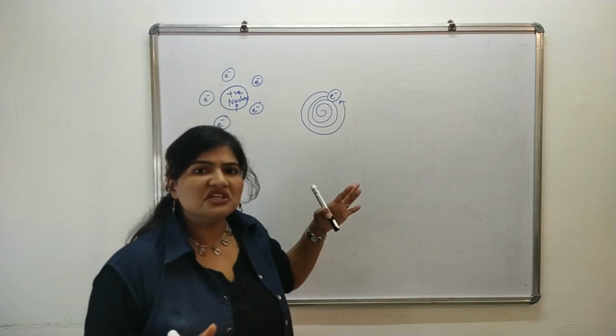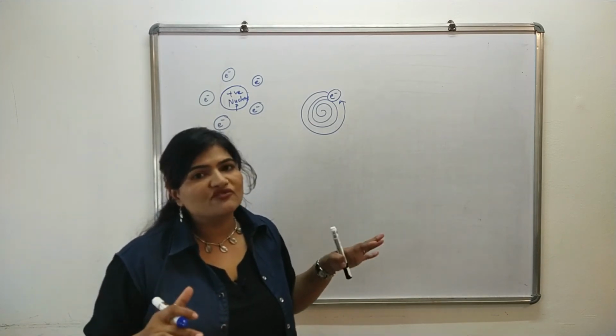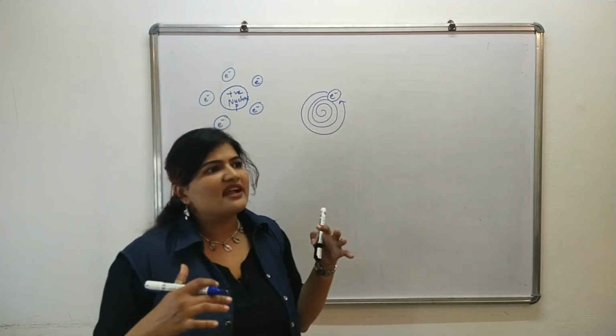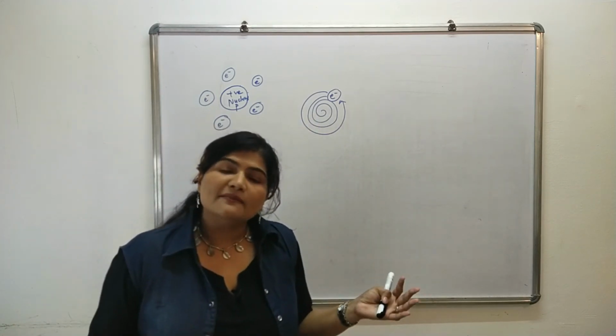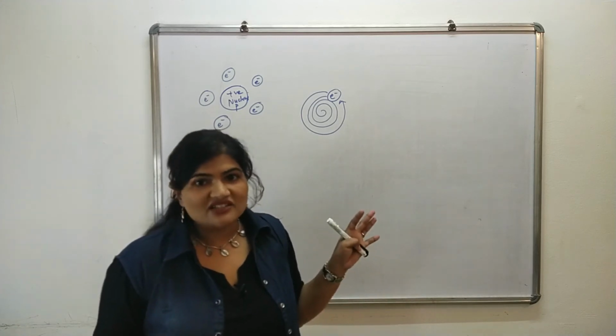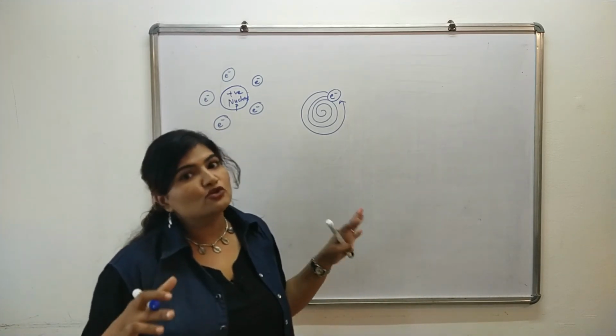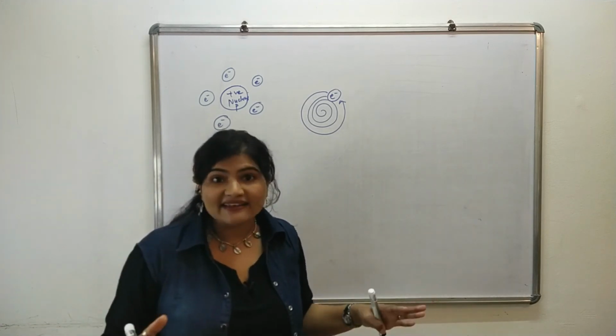So this was objectionable in Rutherford's assumption that electrons are revolving around the nucleus. People started asking him why they are not collapsing on the nucleus then. If they are charged bodies revolving in a circular path, why are they not collapsing? But Rutherford did not have any answer at that time.